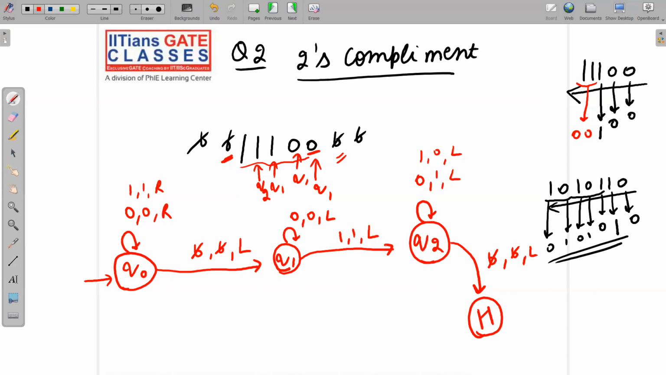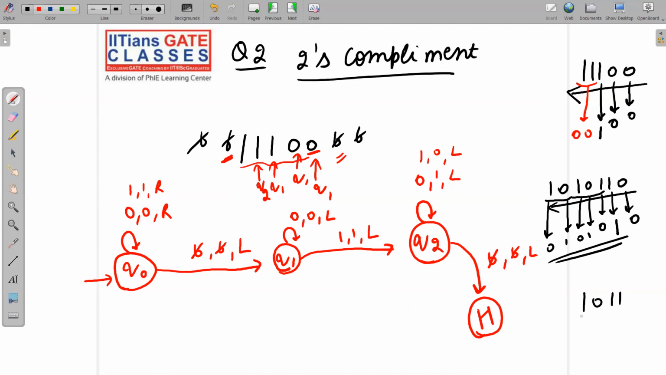If you have any doubt, please try to visualize yourself and please try to run this Turing machine on this input 10101110. You will get a crystal clear idea. Now let me show you one more example. I think you may get confused here. So let me show you one more example.